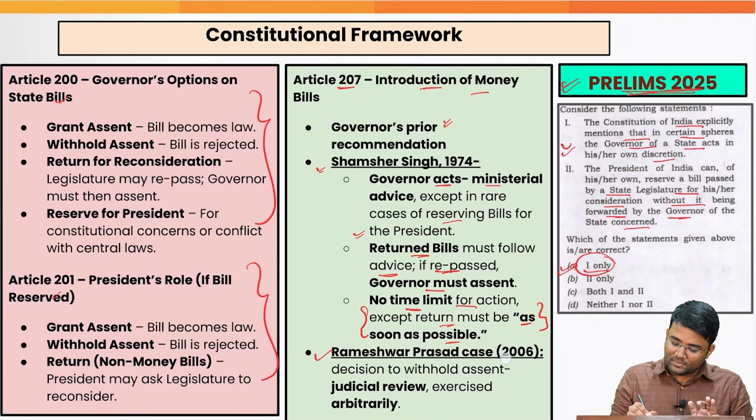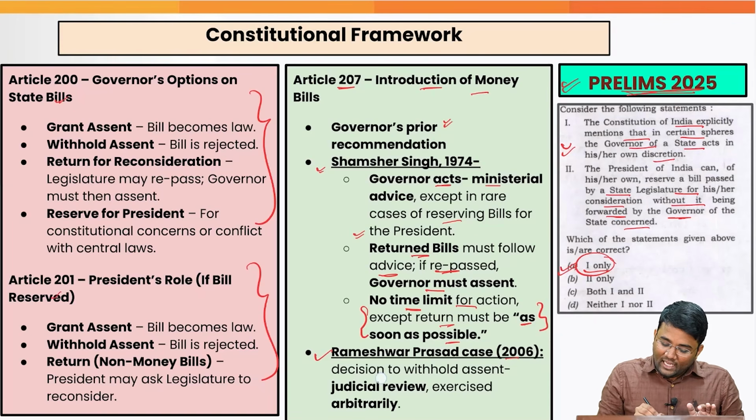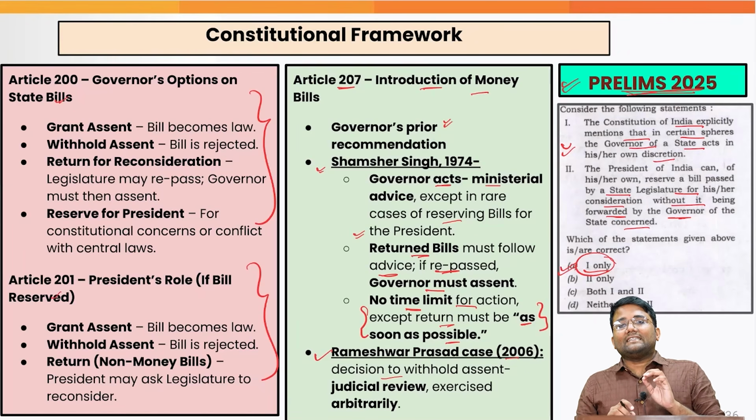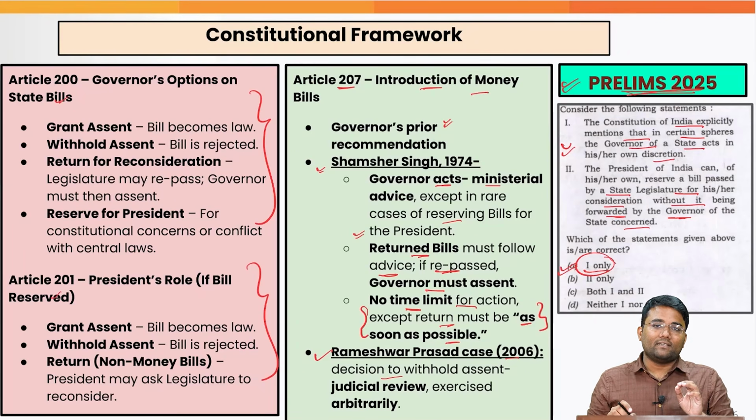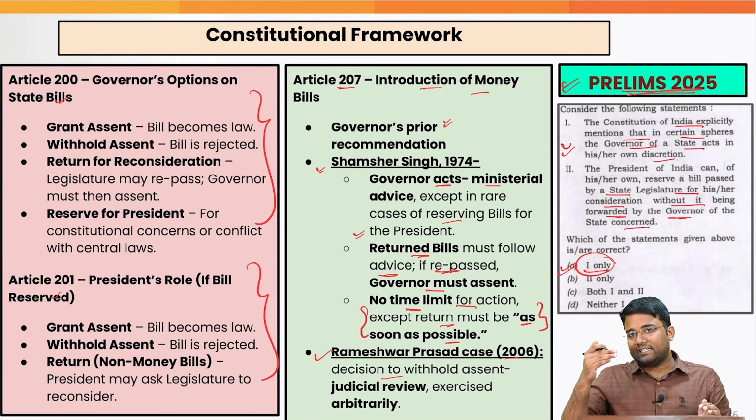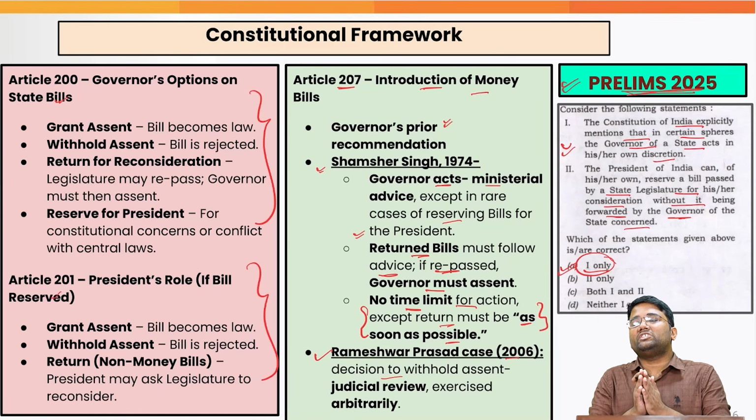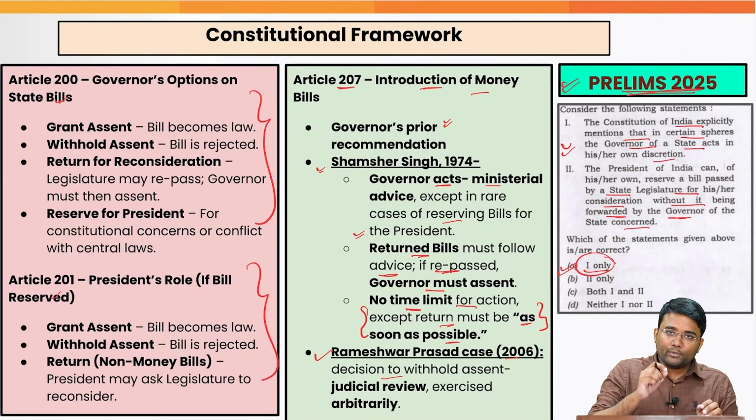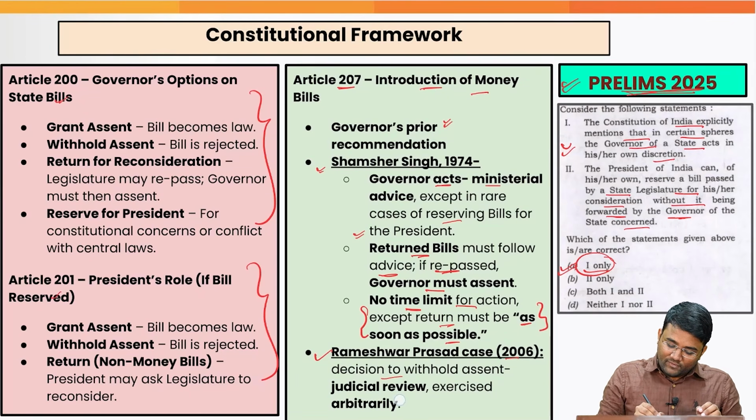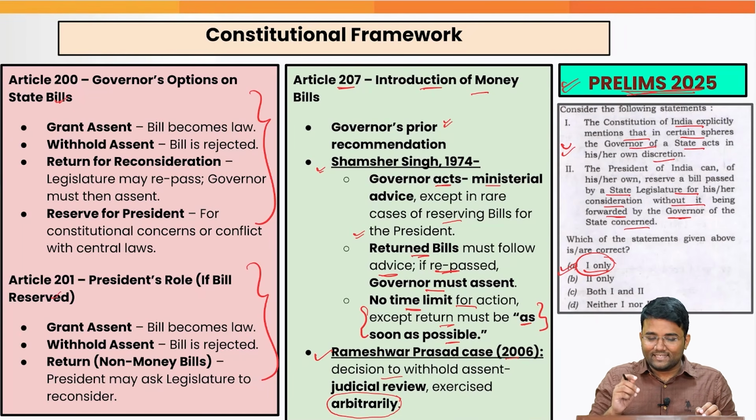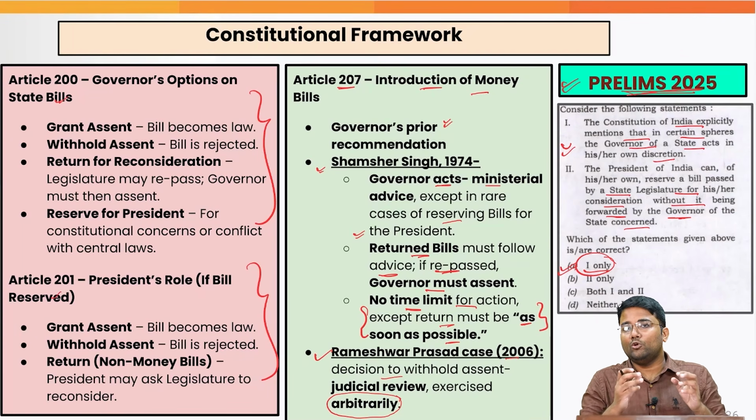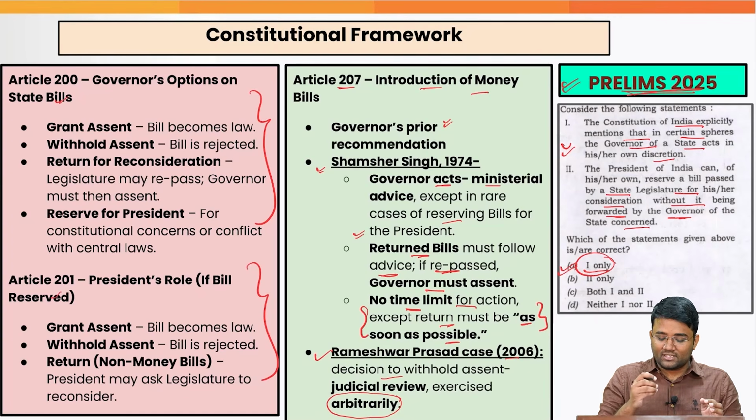And in the Rameshwar Prasad case of 2006, the Supreme Court said the decision to withhold the assent, the decision that the Governor is taking, that is killing the bill, is under judicial review. And the Supreme Court can see whether this power was exercised arbitrarily or not. They can look into the matter based on which that decision was taken.